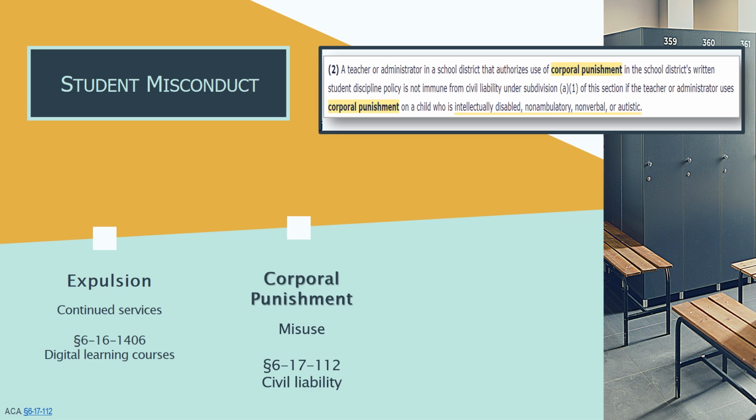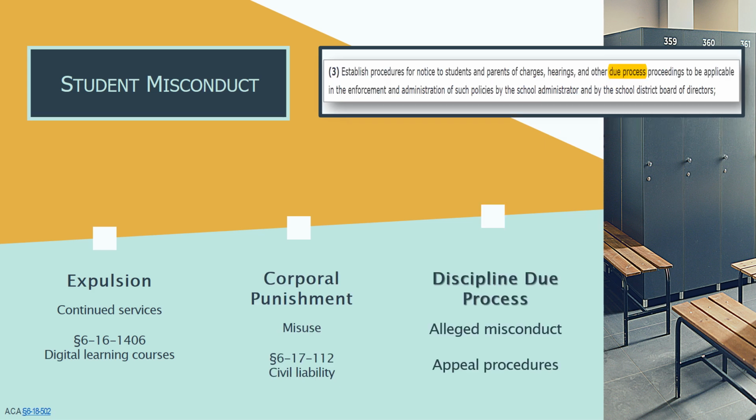A teacher or administrator that authorizes the use of corporal punishment on a child who is intellectually disabled, non-ambulatory, non-verbal, or autistic may be held liable. Also, be reminded of the student's right to due process for alleged misconduct. Students served under Section 504 still have access to the school's discipline due process procedures regarding appeals to disciplinary decisions, just like other students within the school system.